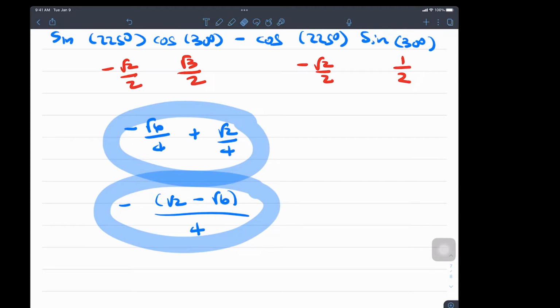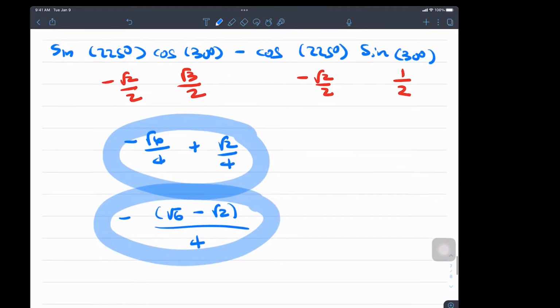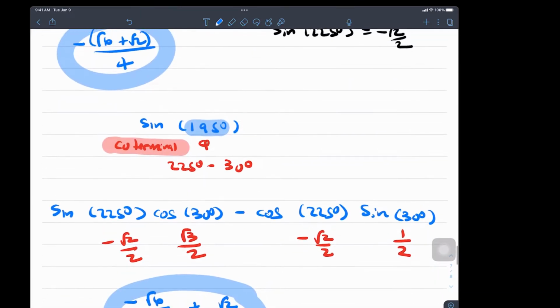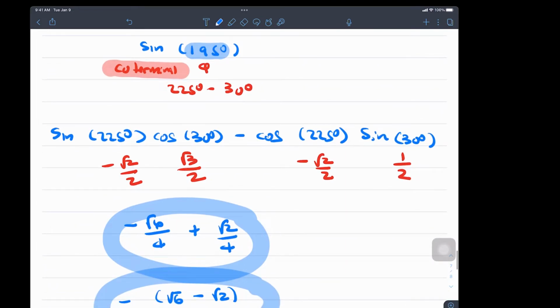Yeah, I'm sorry. I meant to put square root of 6 first. And that's square root of 2. Sorry about that. There we go. Good job. There it is.